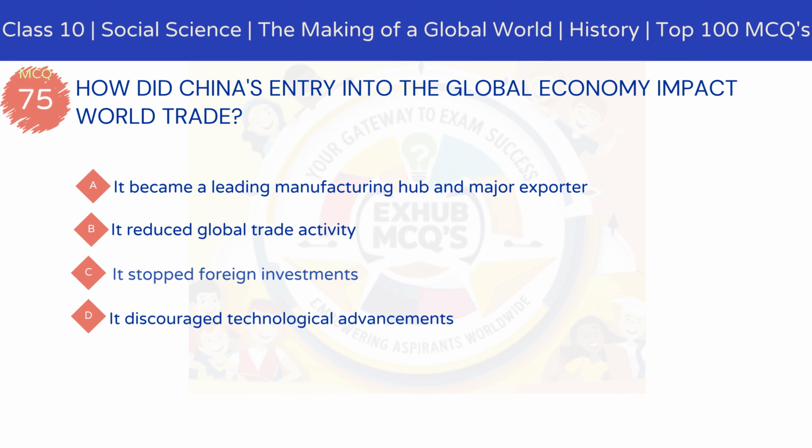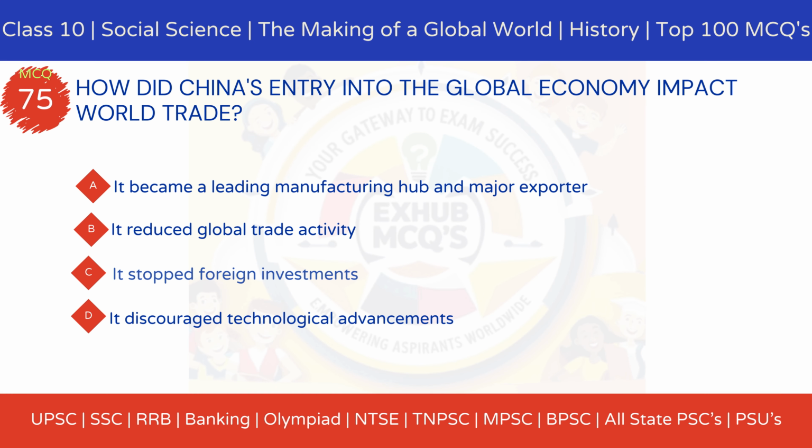MCQ 75. How did China's entry into the global economy impact world trade? Option A. It became a leading manufacturing hub and major exporter. Option B. It reduced global trade activity. Option C. It stopped foreign investments. Option D. It discouraged technological advancements.